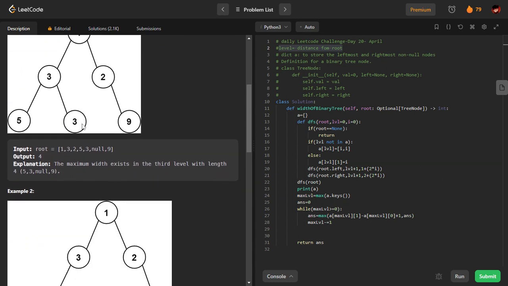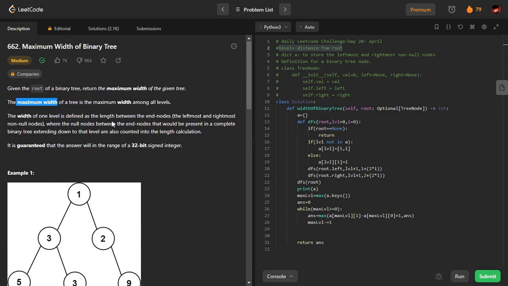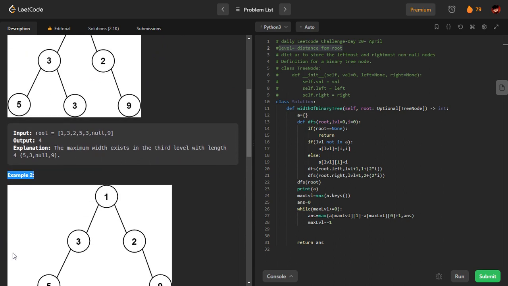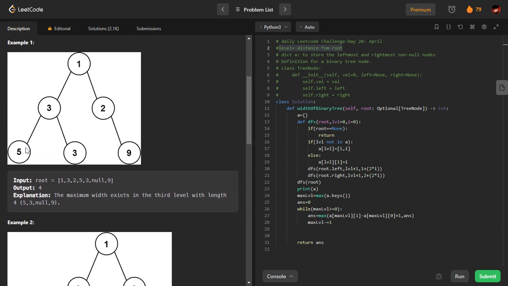Now coming to level 2, you can clearly see 5 is here, 3 is here, and one more child will come from 2, which we also have to count, and then 9. So in total 1, 2, 3 and 4, because the problem mentions that we have to consider the null nodes between the end nodes that would be present in a complete binary tree extending down. We have to consider the null nodes between the not null nodes. So one child coming from 2 also needs to be considered. Finally we have 5, 3, one child coming from 2, and 9, so a total of 4 nodes in level 2. That's why the answer is 4.